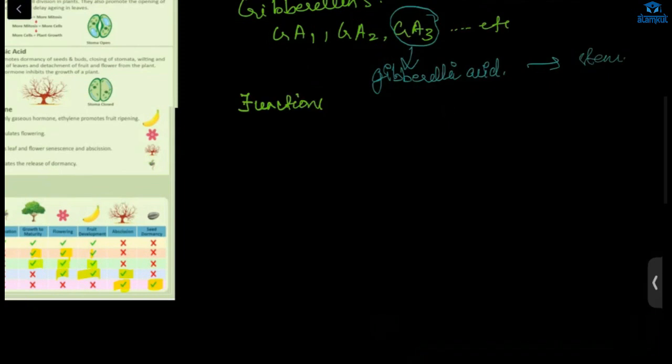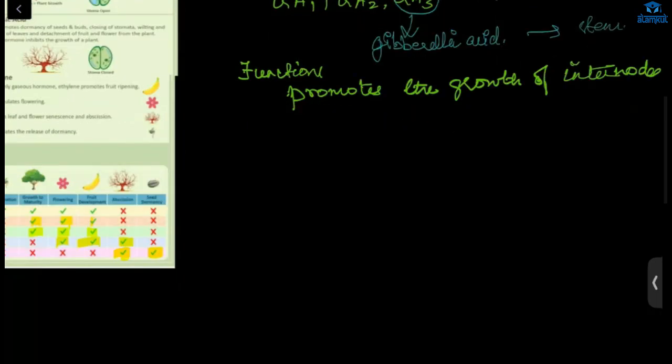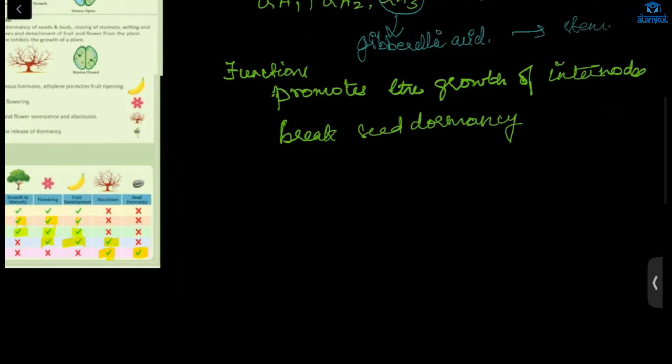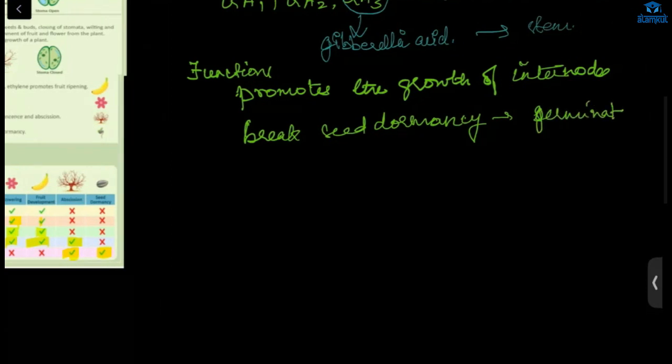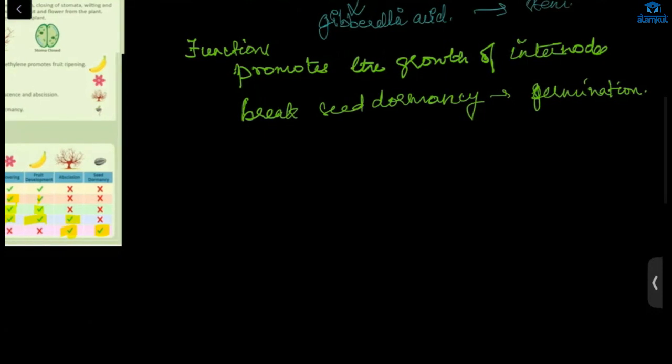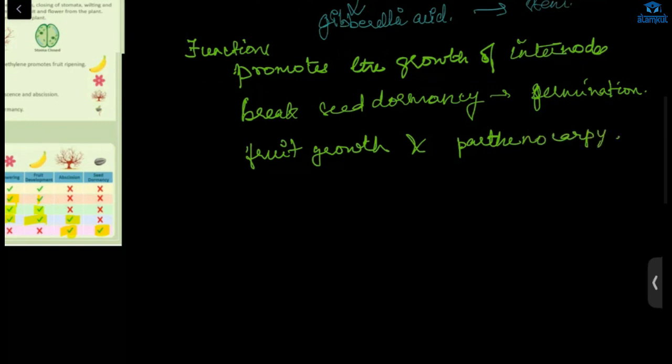Now let's see the function. It is also a growth promoter. It promotes the growth of internodes, and it breaks seed dormancy. If it is breaking seed dormancy, then what will happen to the seed? It will germinate. It helps in the promotion of germination. Then it helps in fruit growth, and it is also capable of inducing parthenocarpy, same as auxin. And it also delays senescence, as in auxin.